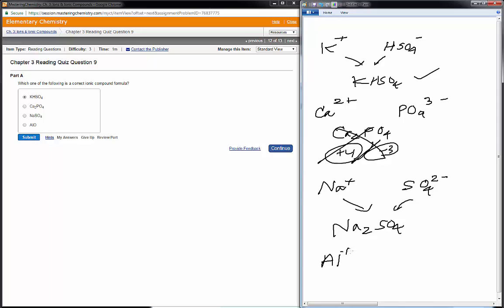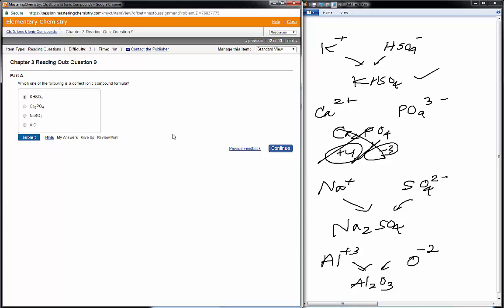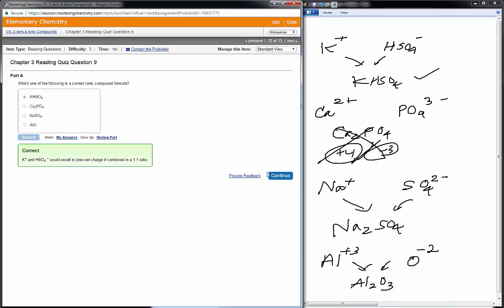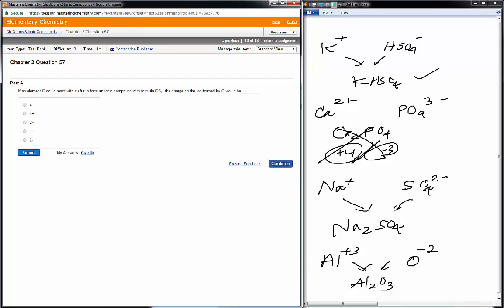And then aluminum's in group 3, so it has a charge of +3. And oxygen is in group 6, so it has a charge of -2. So if we put that together, we would need a formula of Al2O3, and that's not what I'm seeing. So this is the right answer. It's a good exam type question. You could probably expect to see something like that on the exam.